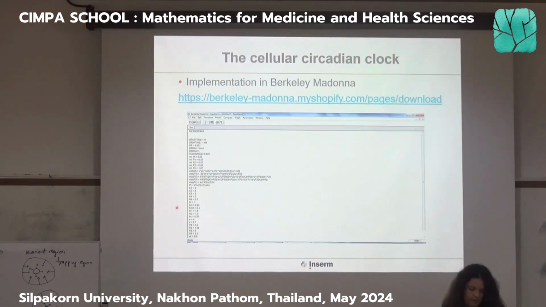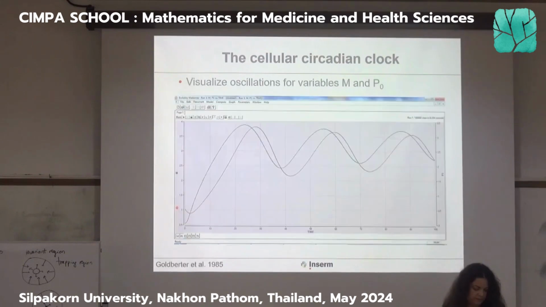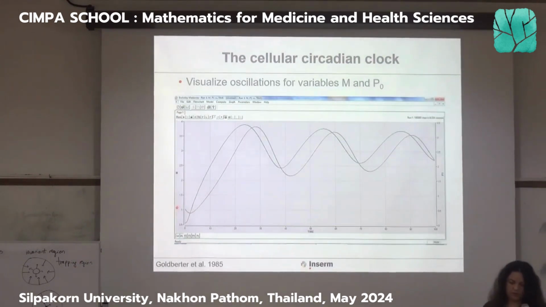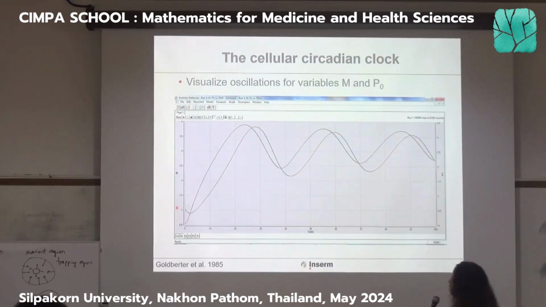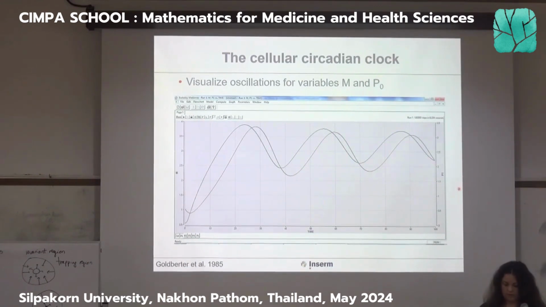run your system. And for particular parameter sets, this is for instance what you get for the variables M and P0, M the mRNA and P0 the protein in the cytoplasm, with respect to time. And this is something that is close to what I drew on the board. So you basically start at some initial points, which are clearly not on the limit cycle. And then, after some time, you actually reach the limit cycle. And then you stay on it, and that's it.